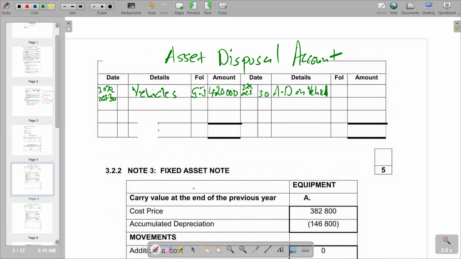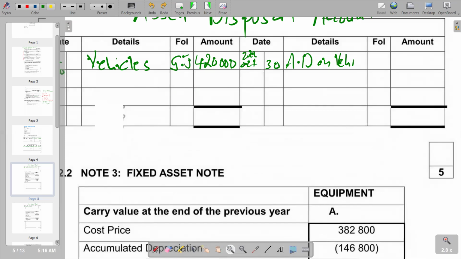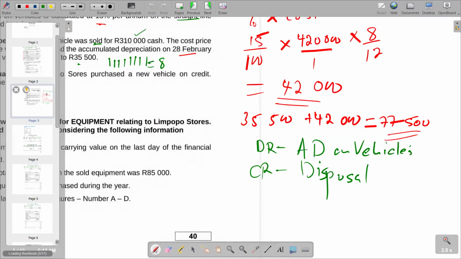Accumulated depreciation on vehicles. And then obviously the folio, we are saying it's general journal. And then the amount we have is 77,500. So we've completed in terms of accumulated depreciation of the disposed non-current asset. And then obviously we have the cash now.